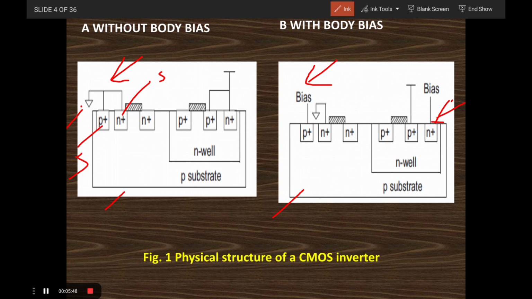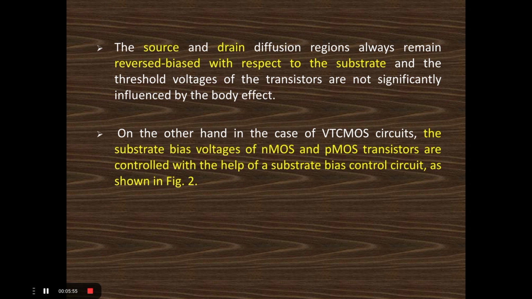If you are providing such a biasing voltage to the devices, obviously it affects the threshold voltage of the corresponding device. That key point is very useful for us in the variable threshold CMOS technology to reduce the leakage power in the circuit, and overall we attain the minimum power dissipation in the standby mode. The source and drain diffusion regions are always reverse biased. That point was already discussed in static power dissipation in the previous classes.